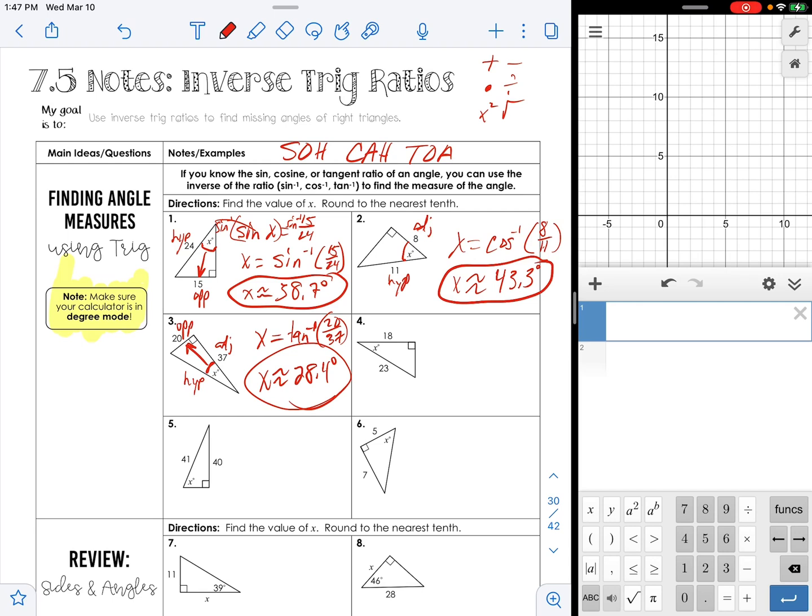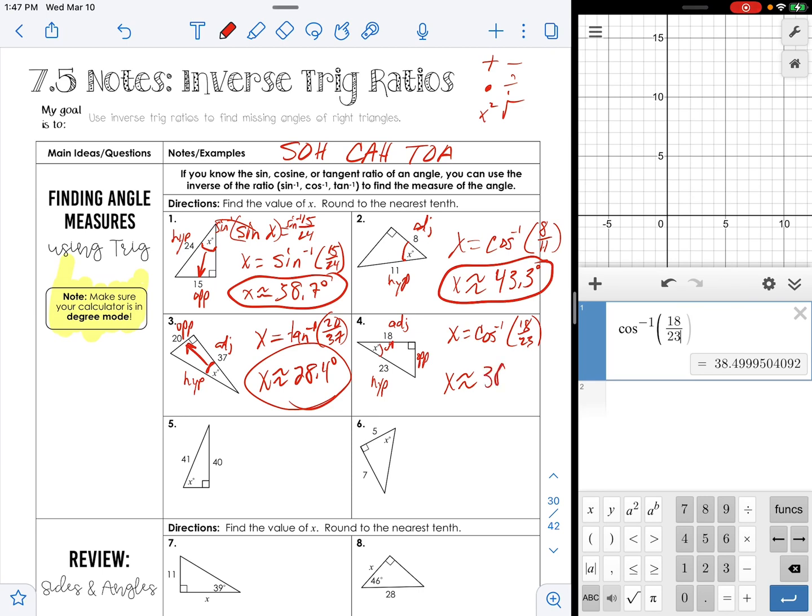Go ahead and give it a pause and see what you can do on 4, 5, and 6. Here we go. We've got next to, which is the adjacent. This is the opposite. That's the hypotenuse. So we've got adjacent and hypotenuse. That's cosine again. So x equals cosine to the negative 1 of the adjacent 18 over 23. Okay, so we got cosine inverse of 18 divided by 23. That would be 38.5 degrees.